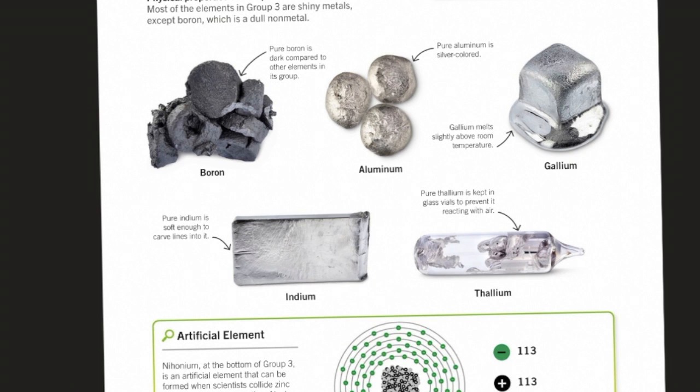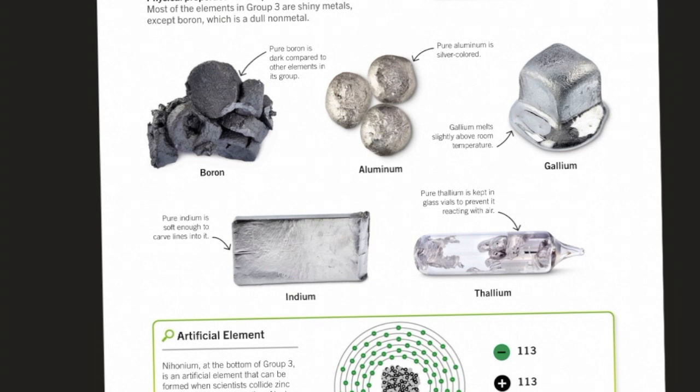As described here, pure aluminum is silver colored. Gallium melts slightly above room temperature and is also silver colored. Pure indium is soft enough to carve lines into it. The reason it's called indium is because of indigo, the color blue. Its line emission spectrums emit the color blue predominantly, which is why it's called indium. Fun fact. We'll eventually cover that. And pure thallium is kept in glass vials to prevent it reacting with air. It must oxidize very quickly for it to be kept in a vial like that.